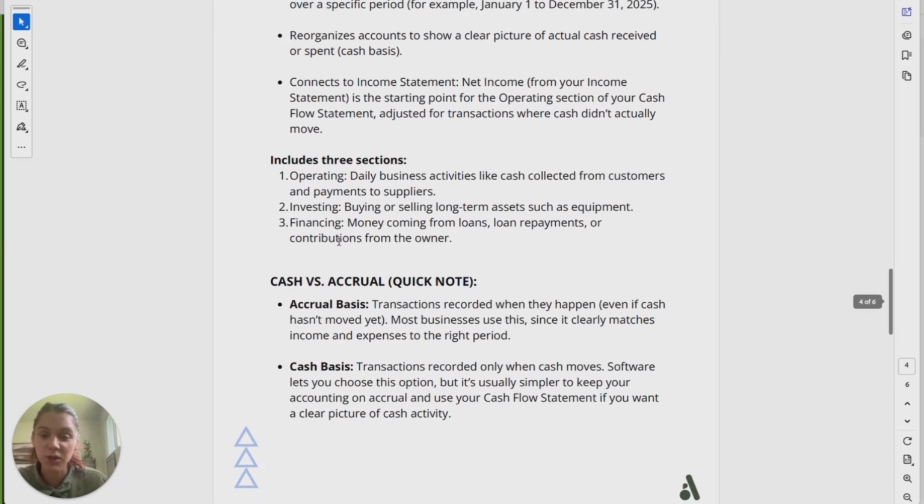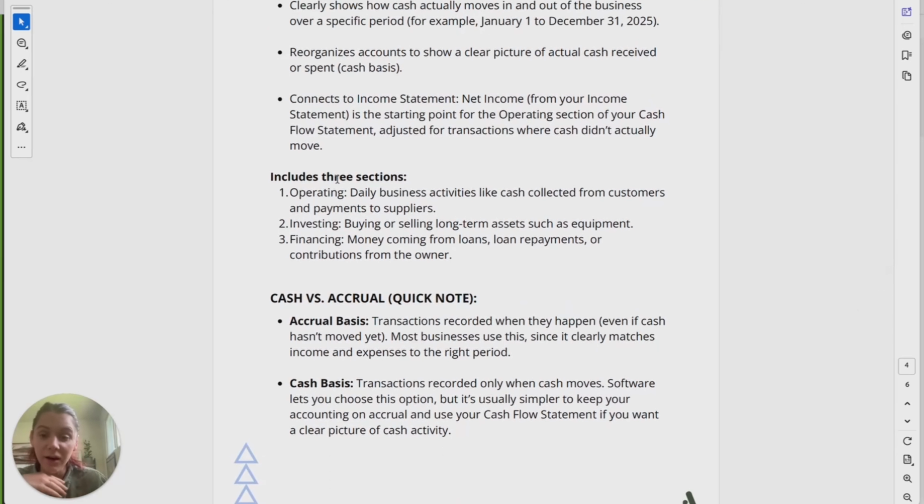So we'll take a look at this one, but there's 3 sections usually that you see in there. There's your operating section. So that's things like the daily business activities. So again, from operations, like cash collected from customers, payments to suppliers. There's investing. So things like buying or selling long-term assets, such as equipment. So, you buy that big piece of equipment. You're not fully just hitting your profit and loss statement with that, but you are still paying cash to get it. And then there's the financing piece, which is money coming in from loans, loan repayments, or contributions from the owner.